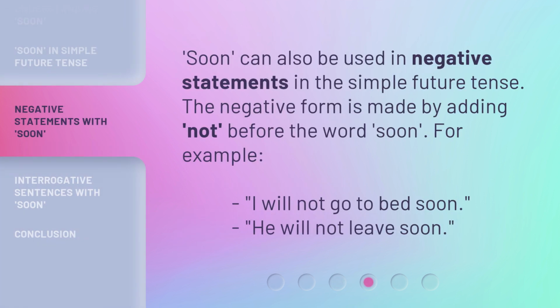Soon can also be used in negative statements in the simple future tense. The negative form is made by adding not before the word soon. For example, I will not go to bed soon. He will not leave soon.